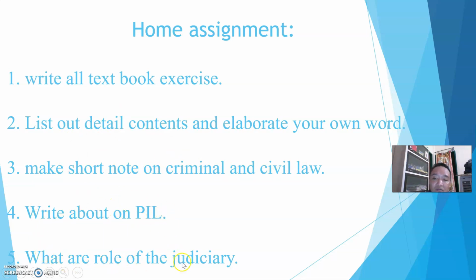What are the roles of the judiciary? What are the three roles of the judiciary? Dispute resolution, then second, judicial review, then upholding the law and enforcement of fundamental rights.